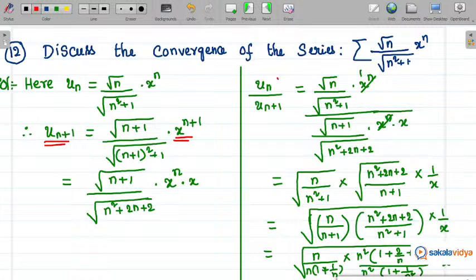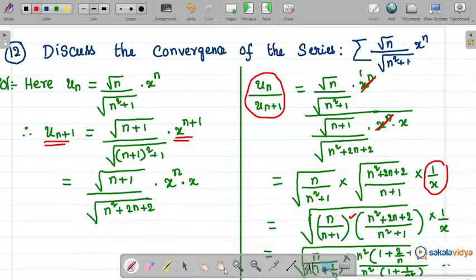So now let us find out un by un plus 1 value. Root n by root of n square plus 1 into x to the power of n, by root of n plus 1 by root of n square plus 2n plus 2 into x to the power of n into x. x to the power of n, x to the power of n got cancelled. This we can write as root of n by n square plus 1 into the reciprocal of this, root of n square plus 2n plus 2 by n plus 1, into 1 upon x, separately written. This is root over again n by n plus 1, and n square plus 2n plus 2 by n square plus 1.